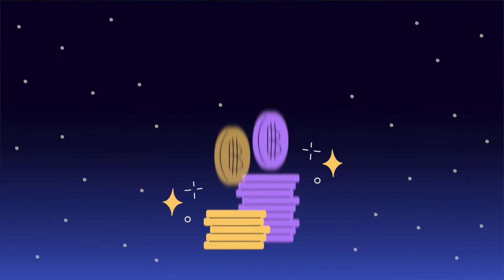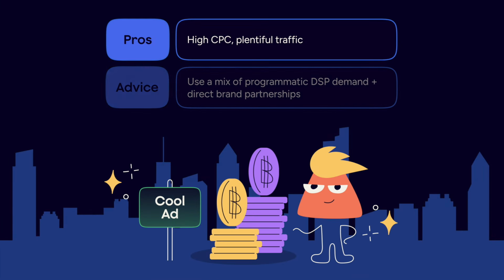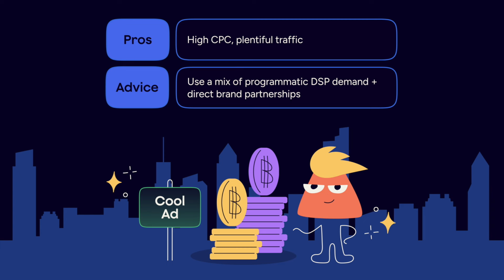Number 1 is obviously finance and crypto. Let's face it, each of us has at least one acquaintance who doesn't shut up about crypto trading while borrowing cash for a subway ticket. There is a good reason why this happens. Crypto is as popular as ever. Good news for ad networks. There are plenty of advertisers in finance. The CPCs are high and the traffic is plentiful. As for the strategy, we recommend mixing programmatic DSP demand with direct brand partnerships.